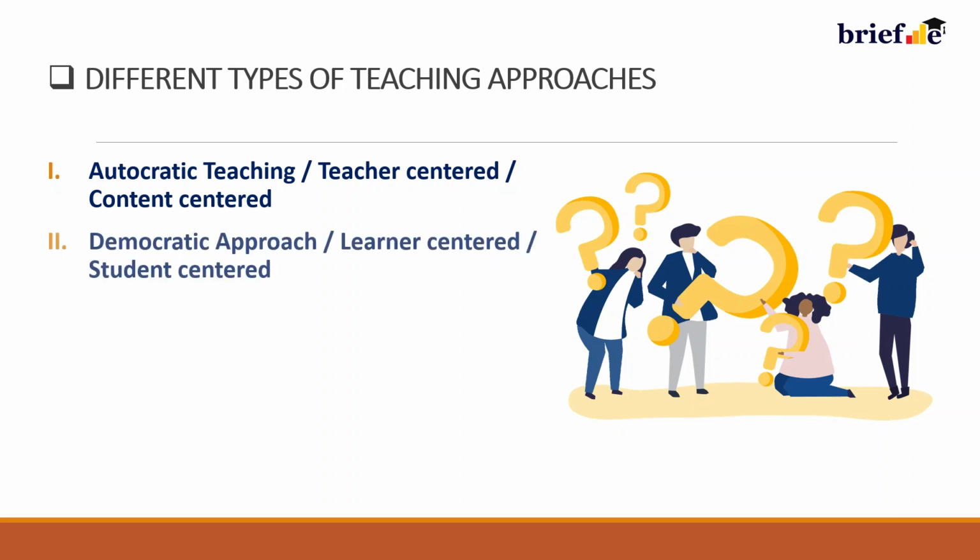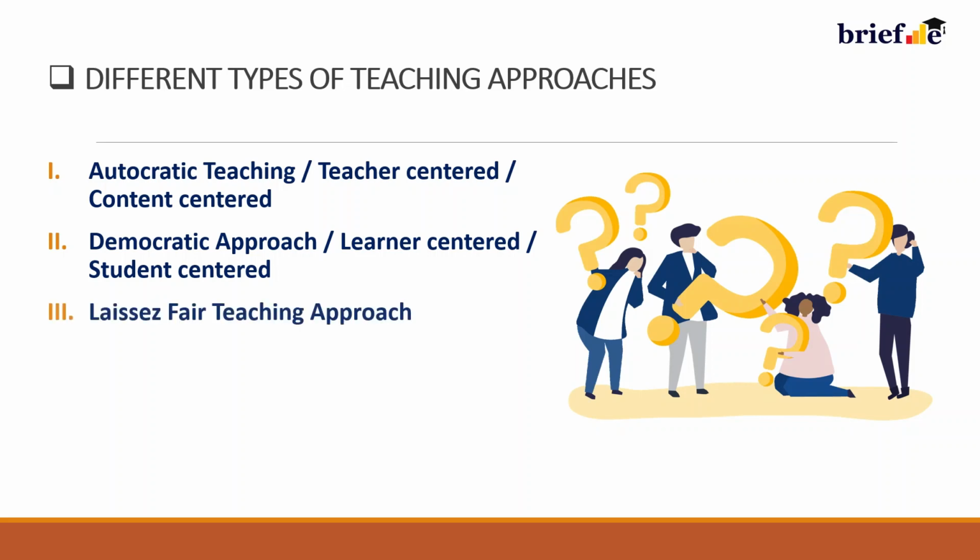Second one is democratic teaching, or learner centered or student centered. Along with the teacher, students are also active in this particular approach. They can communicate, they can suggest to the teacher, they can discuss with the teacher or ask any type of doubts to the teacher if they have, get clarified, and go with the content further.